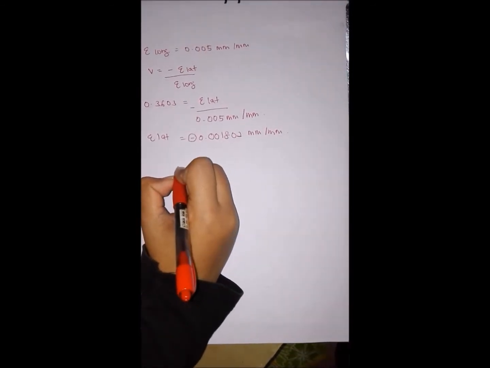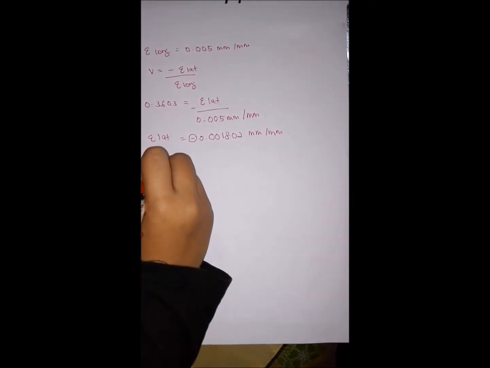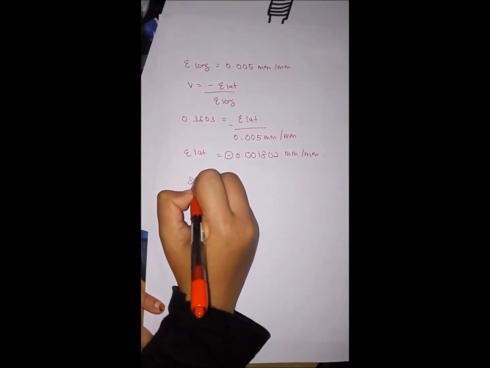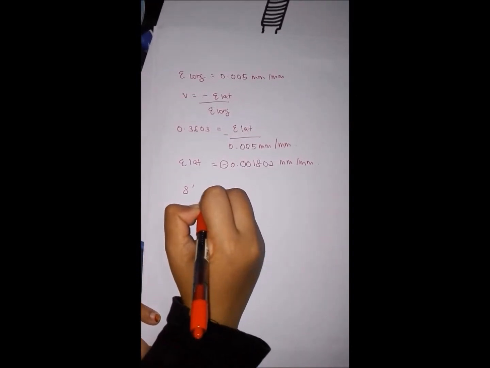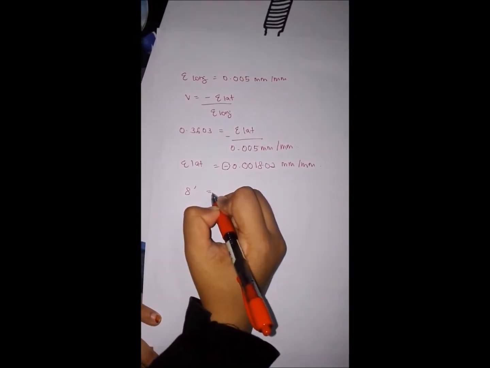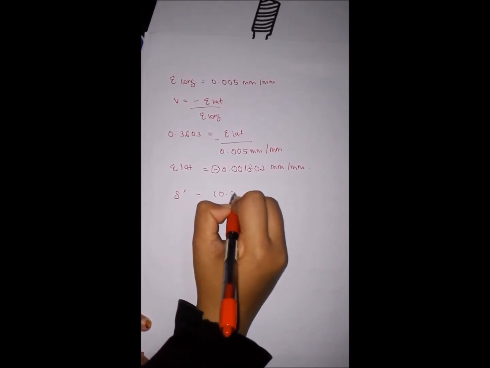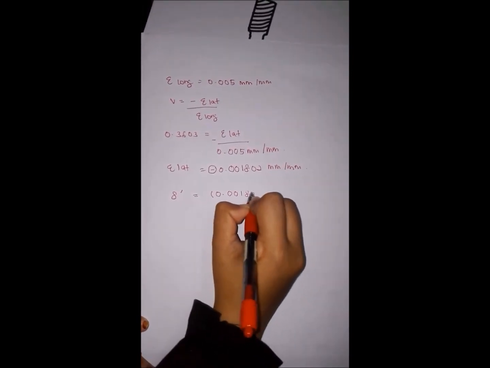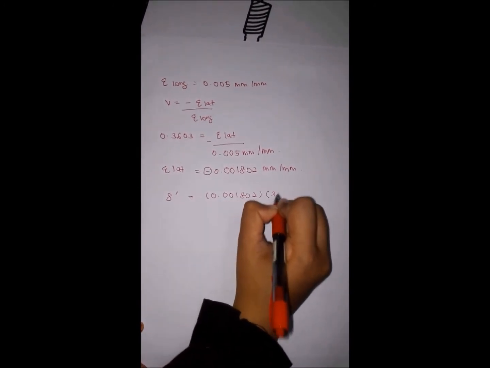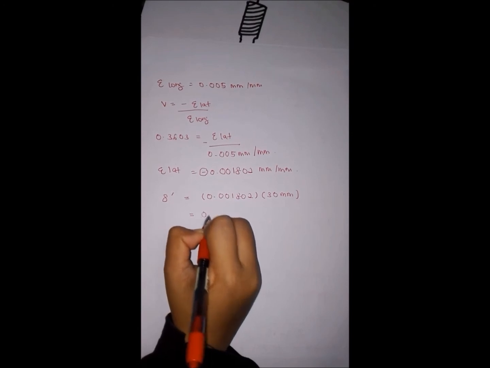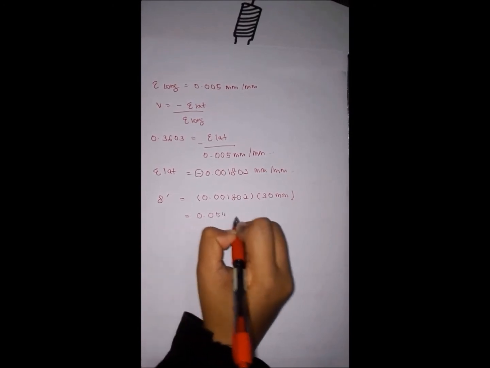The contraction of diameter is therefore the lateral strain times the diameter of the specimen, 0.00180 times 30 millimeters. Then we get the contraction is 0.054 millimeters.